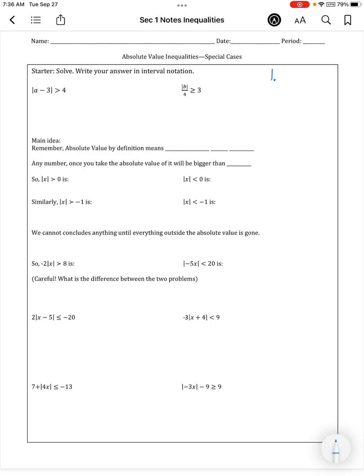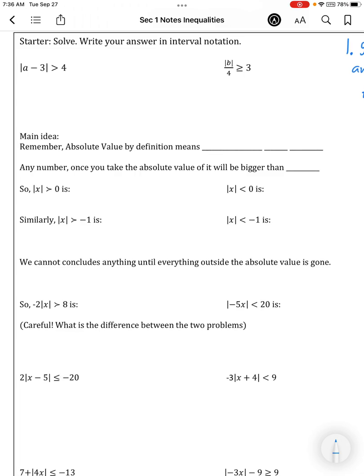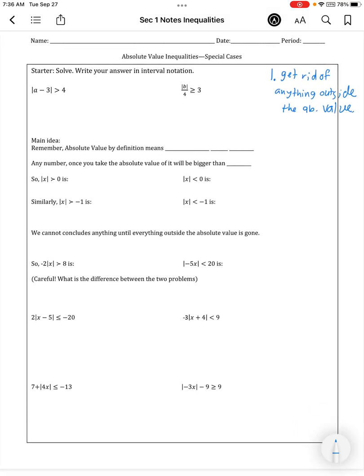So the first step is get rid of anything outside the absolute value. So looking here, we have |a - 3| is bigger than 4. We don't have anything outside the absolute value, so we have already achieved that step. So from here, we split into two inequalities.